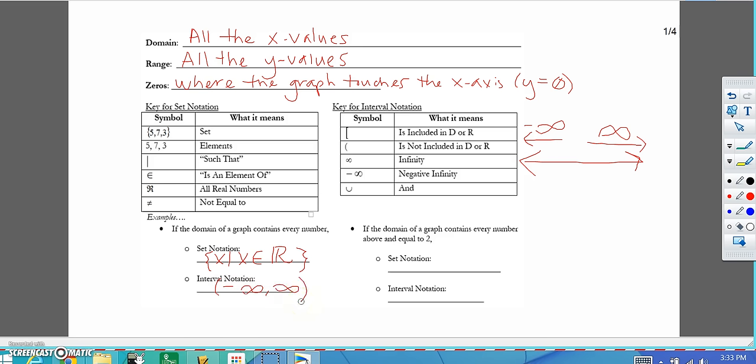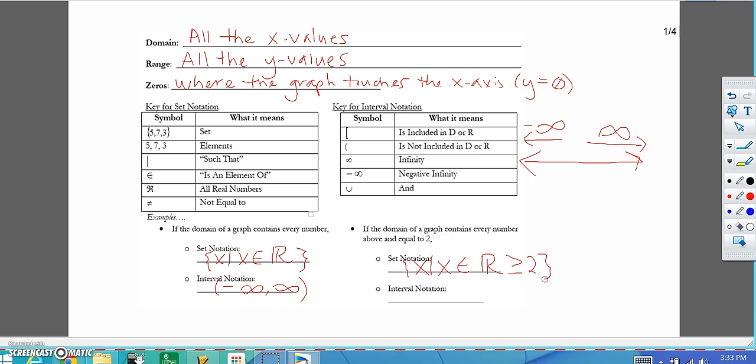If the domain of a graph contains every number above or equal to 2, what you do is you open up your set. You always have this x, such that x is an element of. And if it's every number above or equal to 2, it would be all real numbers, above, which is greater than or equal to, so I write the line underneath it, 2. And I close the set.